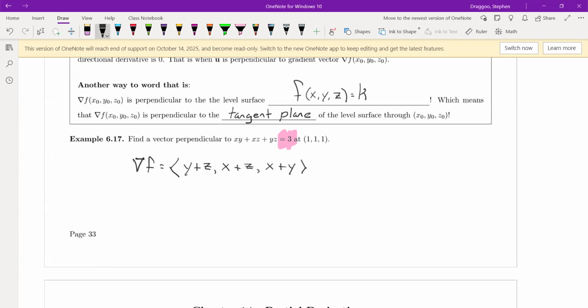And then I want to plug in my point 1, 1, 1. So gradient f or grad f looks like 2, 2, 2. Right, whoop, I forgot a part. Slide that out of the way. This was supposed to be at 1, 1, 1. There we go. And again, once I have my gradient, that thing is my normal vector.